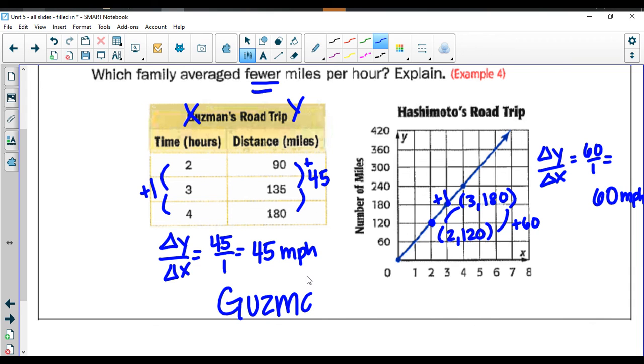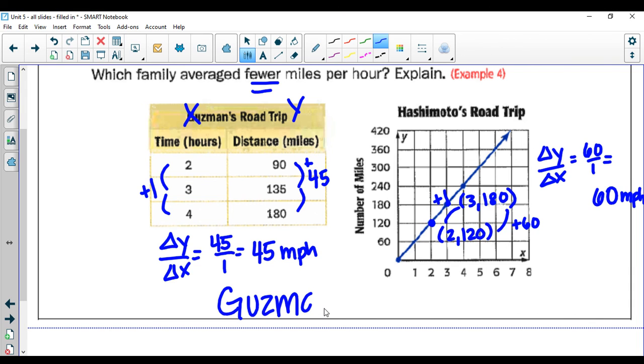So the Guzman family, I have the eraser here. Oh my goodness. Did this the other day too. There we go.